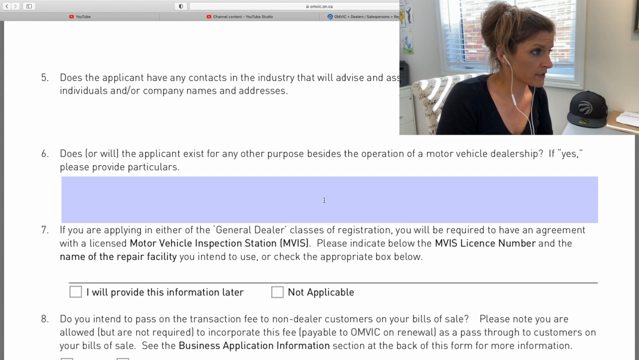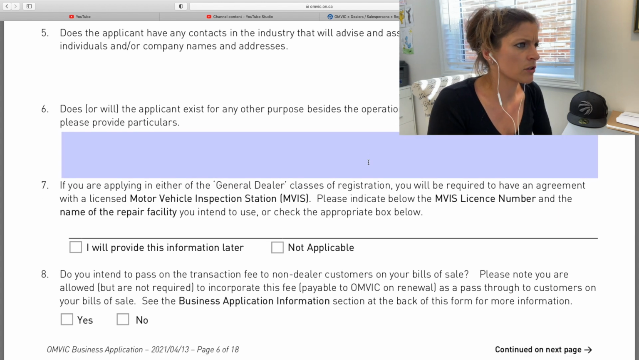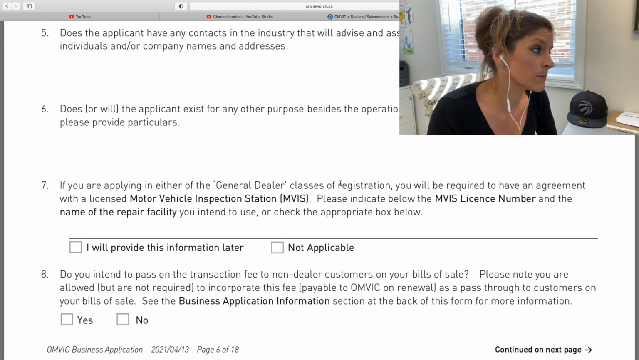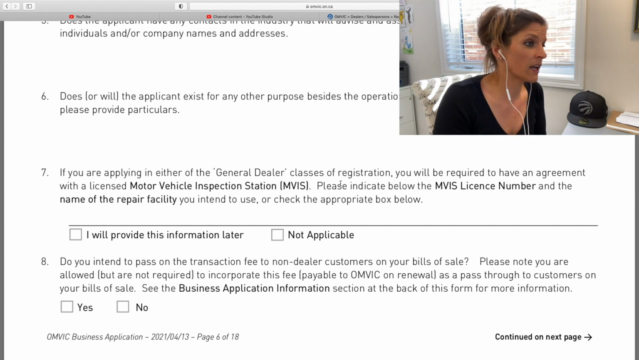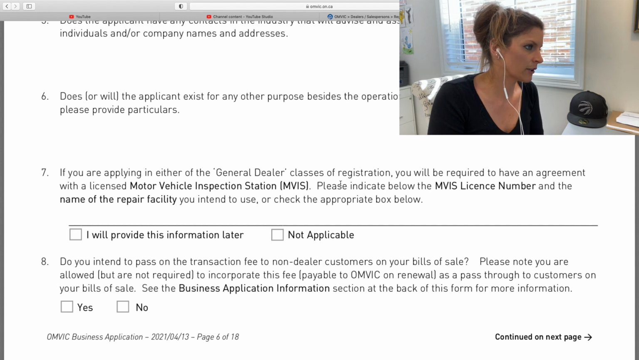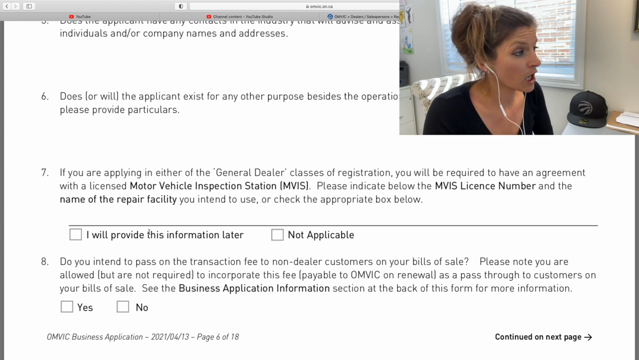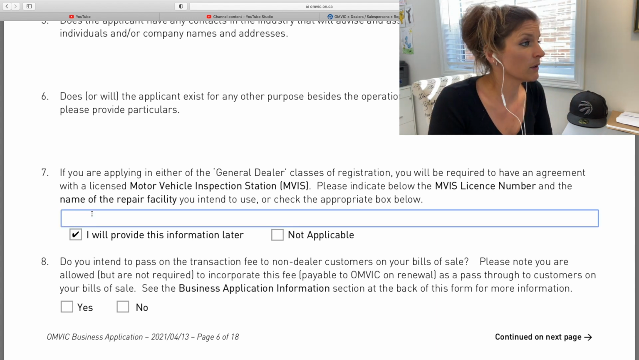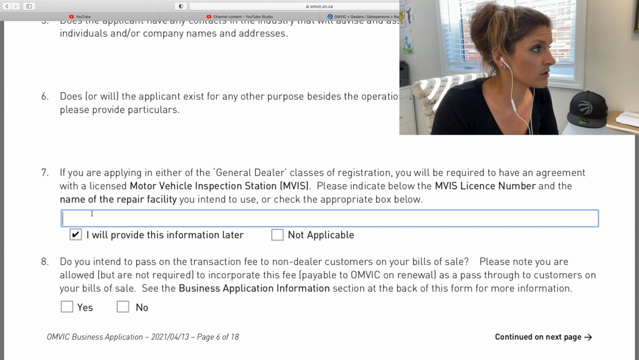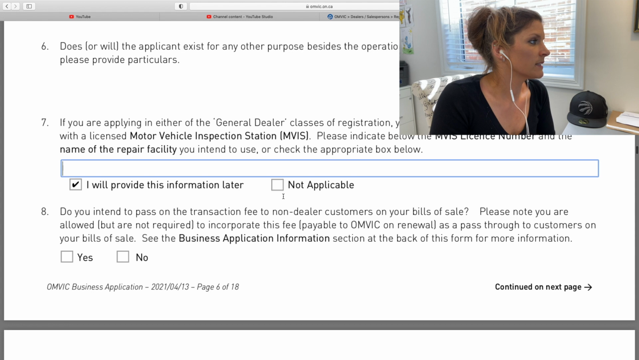If you are applying as a general dealer, which we are, this is new actually, I don't remember this when we did our application. You're required to have an agreement with a licensed motor vehicle inspection station, and you need to provide that MVIS license number on this line here, right? You can also provide this information at a later date. If you happen to be opening your little car lot in the GTA, you can always hit us up, and we'll be happy to be your licensed motor vehicle inspection station. So, anyways, carry on.